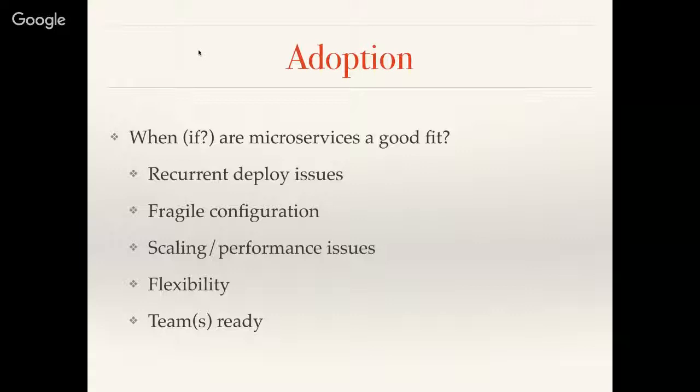Scaling, all those kinds of things. I'll just read them because you can see: recurrent deploy issues, fragile configuration, scaling or performance issues, flexibility. And the last one I think is a key. When we talk about a microservice architecture, we're talking about many, many different applications. And so if your team doesn't do one application well, the likelihood of it doing many applications well kind of goes down, right?